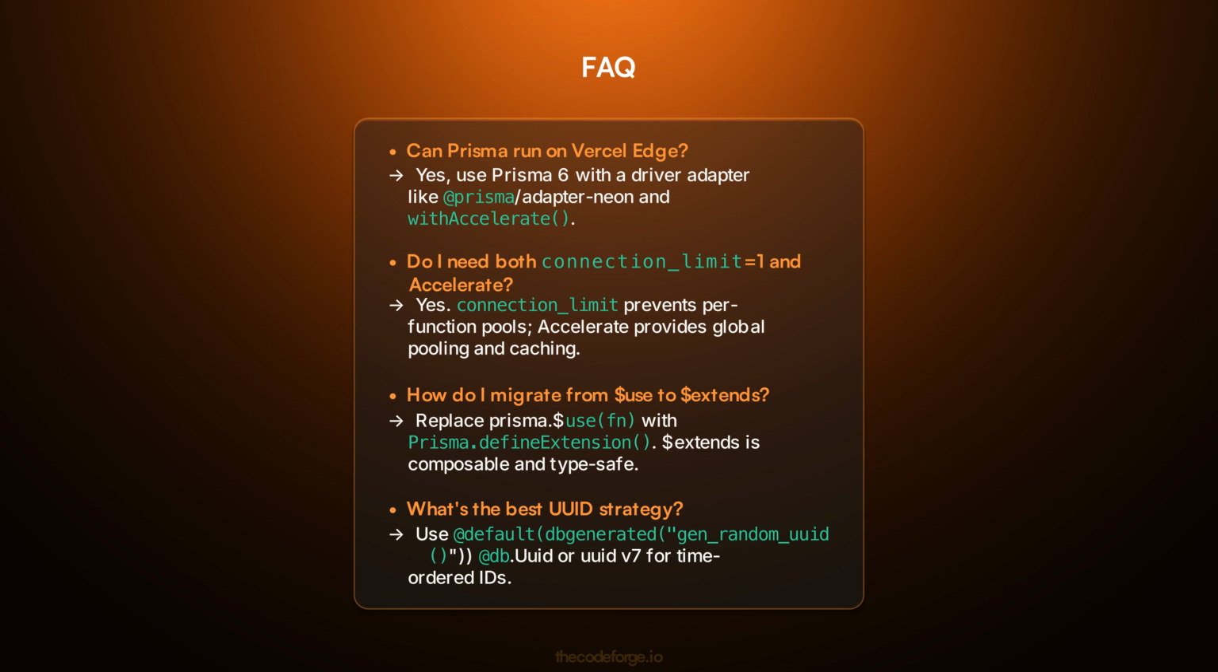What's the best UUID strategy? Use @default(dbgenerated("gen_random_uuid()")) @db.Uuid, or UUID v7 for time-ordered IDs. How to share Prisma client in a monorepo? Create a packages/db with the schema.prisma, set the generator output to a shared location, and export prisma from that package.